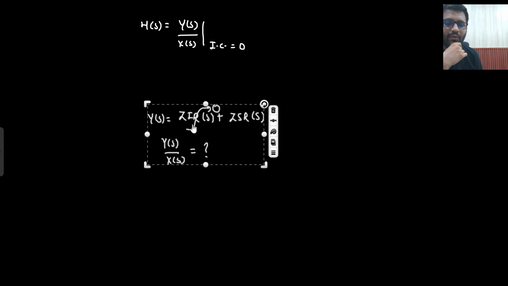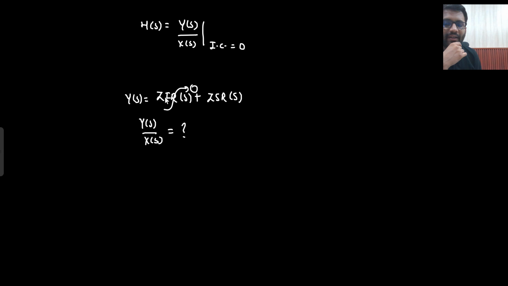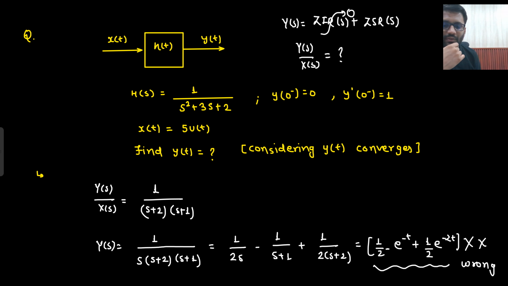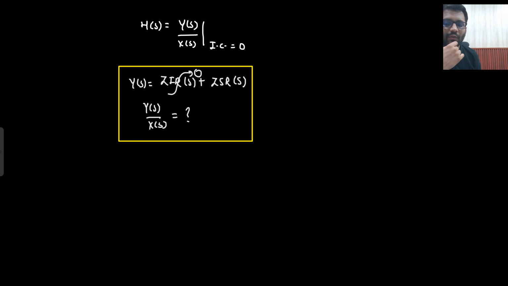So this is how you would have got it. So you completely ignored the zero input response. From where will this zero input response come out? This zero input response is necessary, right? So this zero input response has been completely ignored. So let's find out this zero input response. How will we find it?